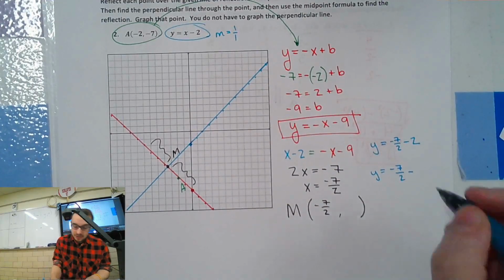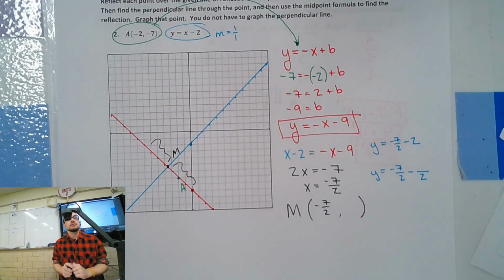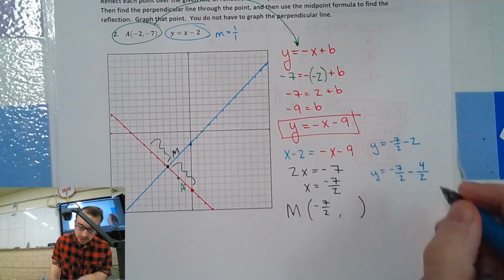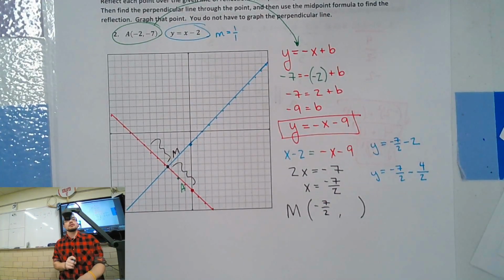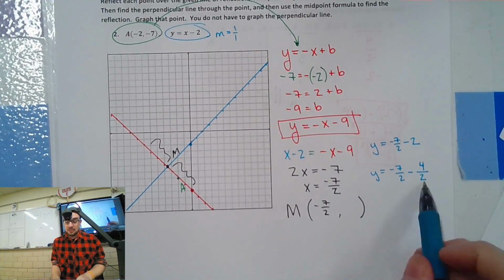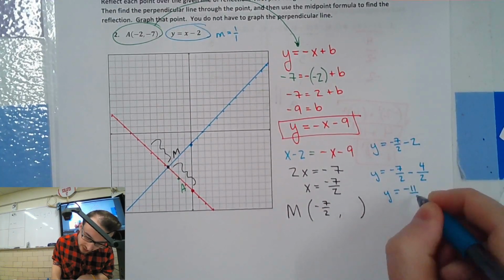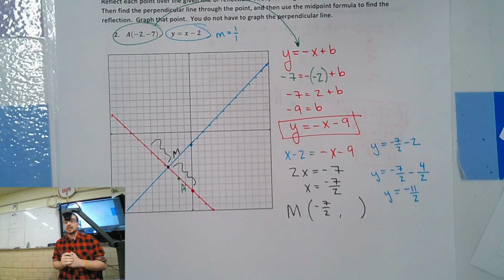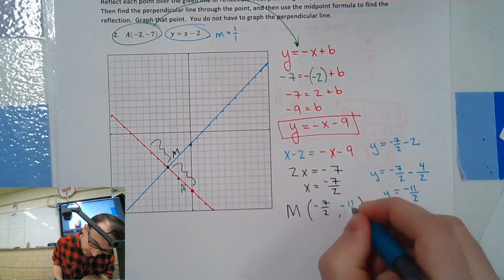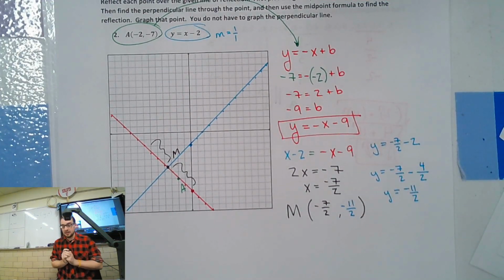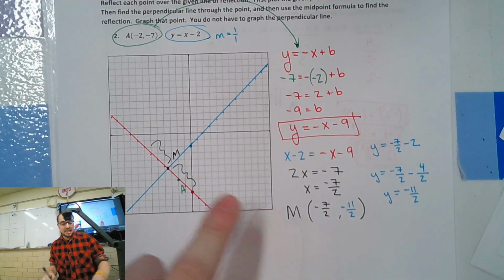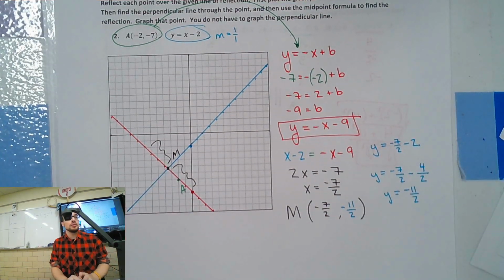How many halves are in the number 2? 4. 4 halves. Now check your work. Is 4 divided by 2 2? Yeah, so we didn't change the problem, we just made it look different, right? And now that we see they're talking about the same thing, we can put them together. So y is going to equal negative 11 halves, because negative 7 minus 4 is negative 11. Yuck, but it's going to be fine. All right, so that's M. It's halfway between A and wherever A prime should be.